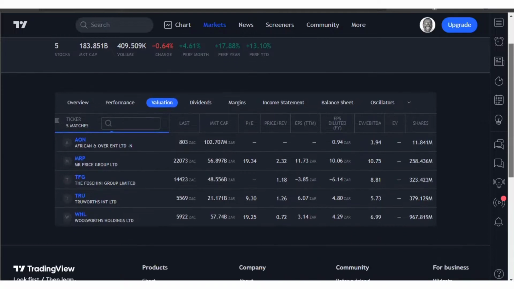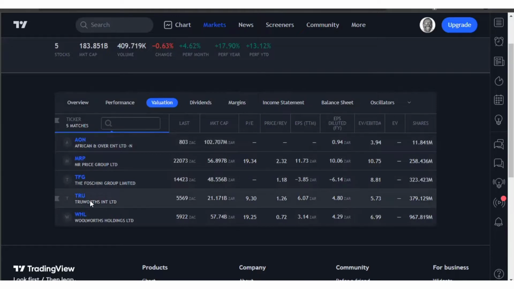And I can see the shares that are here is Africa Over ENT. I know they run Queen's Park, but I'm not really familiar with that company, so I wouldn't even bother doing a lot of research on them. And then I can see Mr Price, the Foschini Group, Truworths, and Woolworths Holdings. I'm sure most of us know these other companies as well.